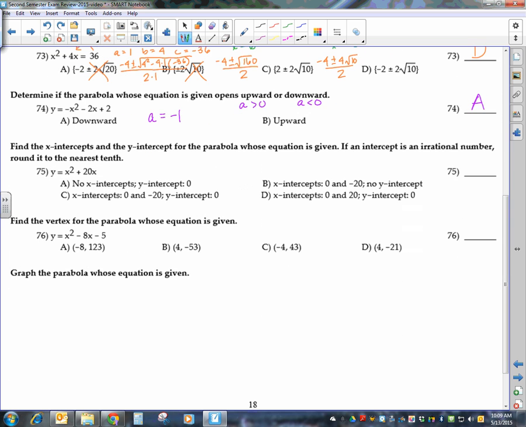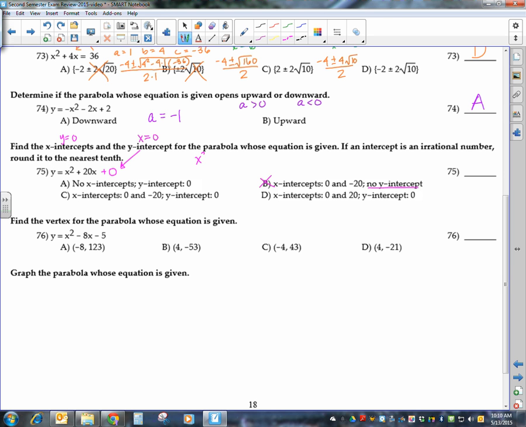Okay, so 75, find the x-intercepts. x-intercepts means y equals 0. Find the y-intercept, that means x equals 0 for the parabola whose equation is given. x squared plus 20x plus 0. So my y-intercept is always that last number. So my y-intercept is 0. So that knocks that one out because it said I had no y-intercept. So now I have to decide if it has any x-intercepts. And x-intercepts say y is 0.